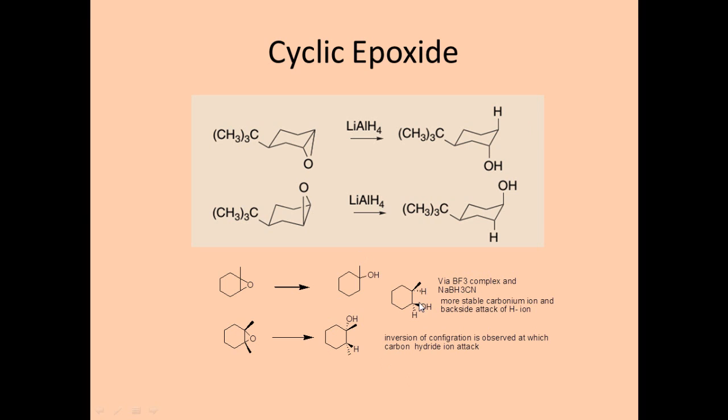So here the example of the carbonyl reduction is the normal reduction, but when you see the cyclic form, the tertiary butyl is stable in the equatorial position. So it is always equatorial, but here the reduction always gives the axial alcohols.